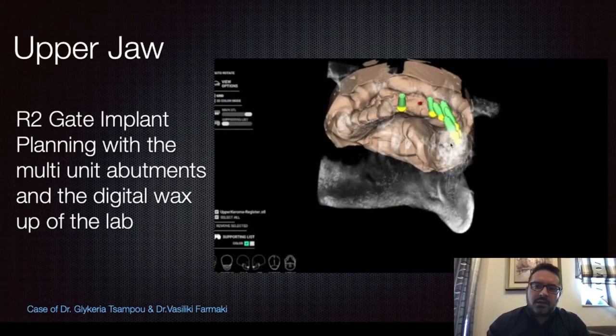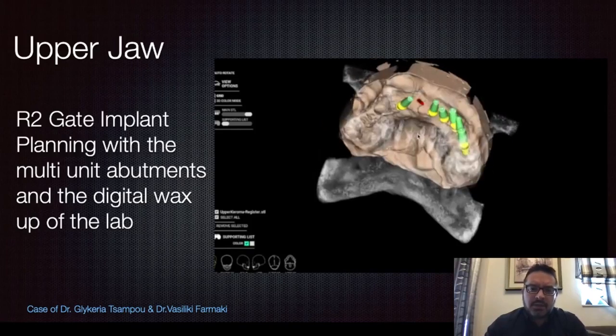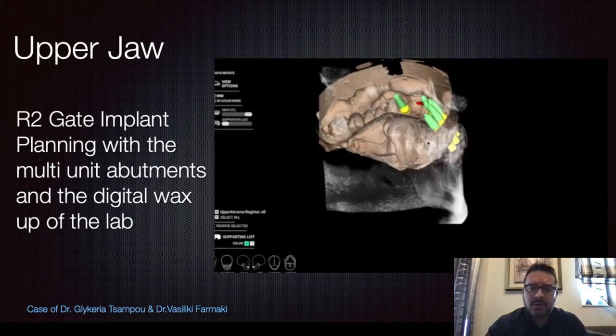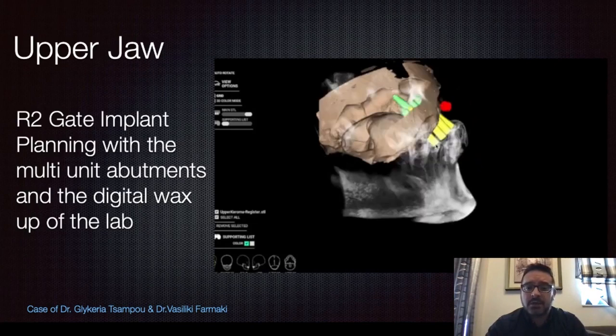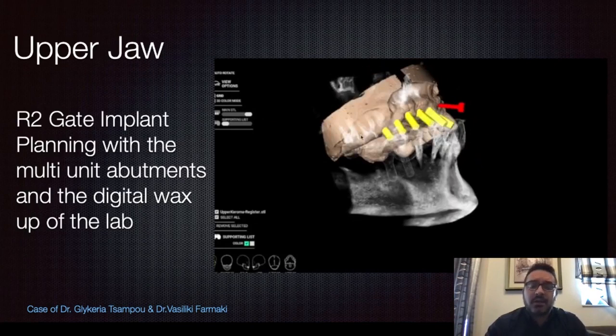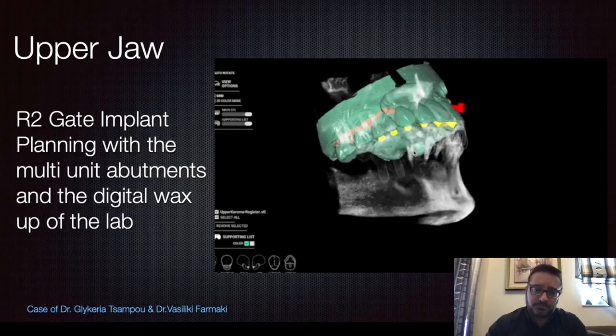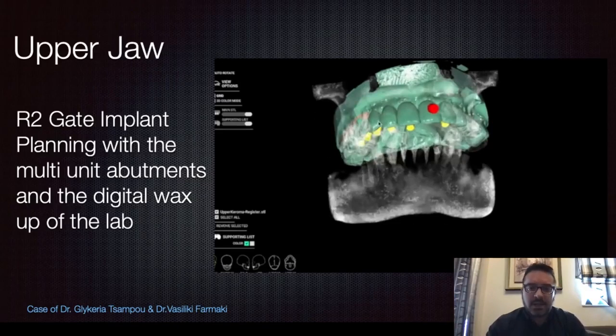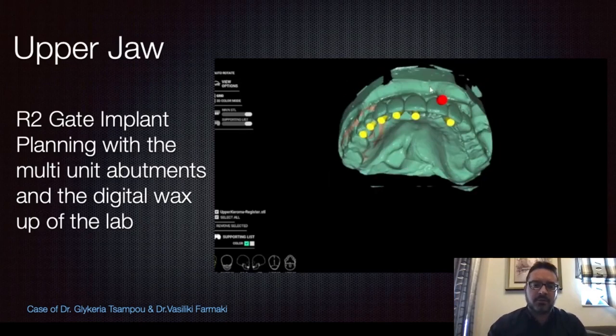This is the planning. As you can see, in this case we decided to use the multi-unit abutments. There was one 70 degrees and one 29 degrees. The new multi-unit abutments that we have from Megagen, with less bone loss. It's an excellent design, no comparison with the previous one.